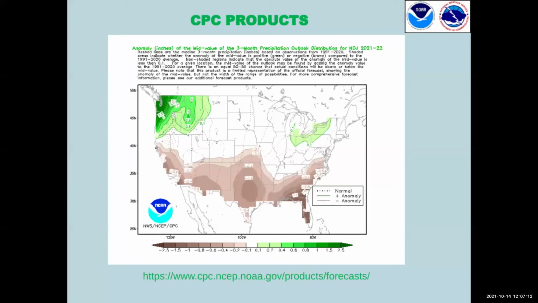So this is basically showing, maybe a little bit typical of a La Nina pattern, where we've got above normal precipitation expected for the Pacific Northwest and below normal for, I would say, mid to Southern California. So that's all I really have on the multiple model or blended products.